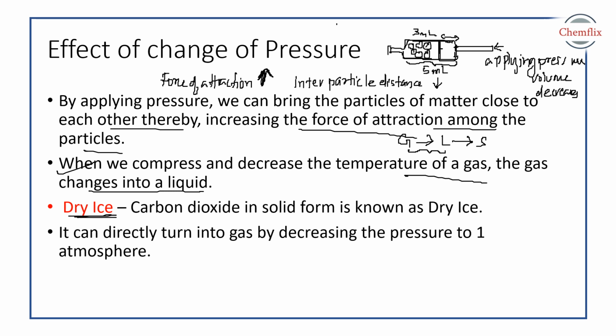Dry ice. What is dry ice? Carbon dioxide in solid form is known as dry ice. One more question: dry ice can directly turn to gas by decreasing the pressure to 1 atmosphere. So dry ice, that is solid carbon dioxide, can directly turn to gas when the pressure is decreased to 1 atmospheric pressure.